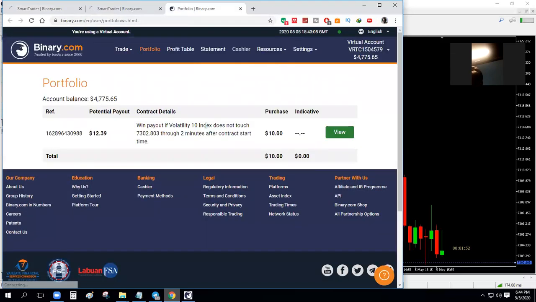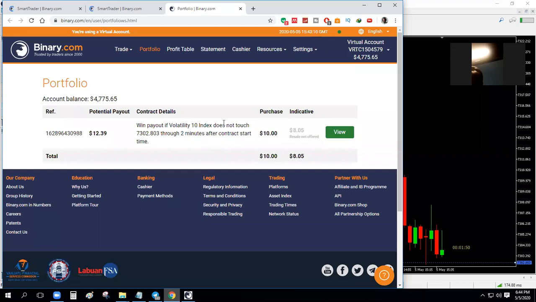In the portfolio menu, the trade we entered is here. Right now you can see price is moving closer to us. If it moves further, you will see it moving from 10 to 11 to $12. That means you're making profit. The closer it moves to your line, the closer you are to losing your money.